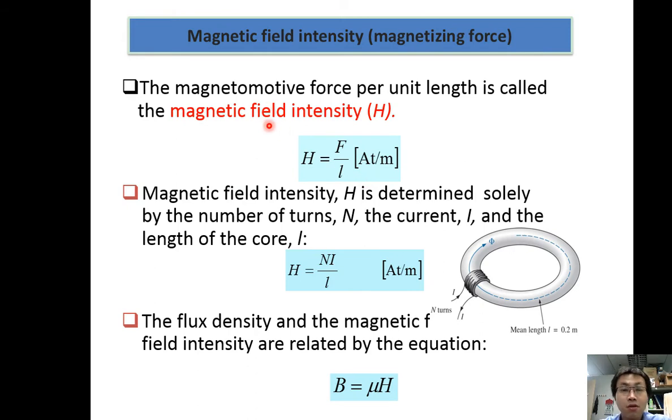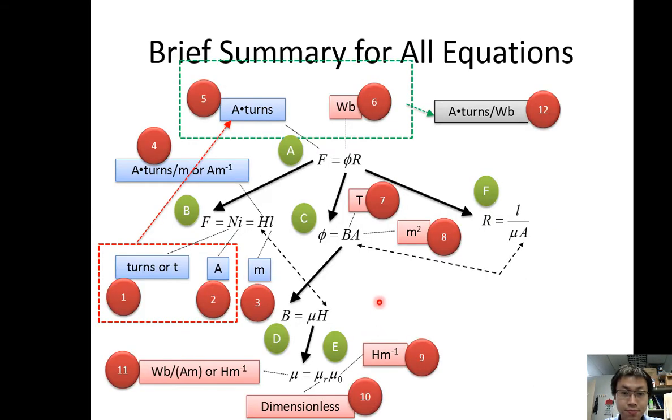The magnetomotive force per unit length is called the magnetic field intensity. H equals F over L, another new equation, in ampere turns per meter. Magnetic field intensity H is determined solely by the number of turns N, the current I, and the length of the core L. So H equals Ni over L. We also have the flux density and the magnetic field intensity related by the equation B equals mu H. So there are a lot of equations, right?